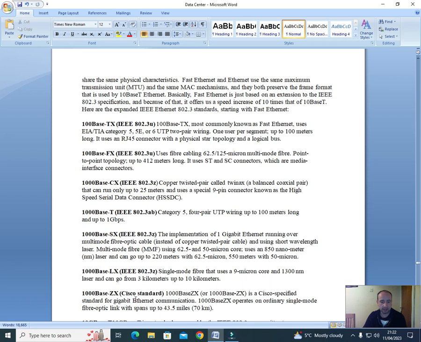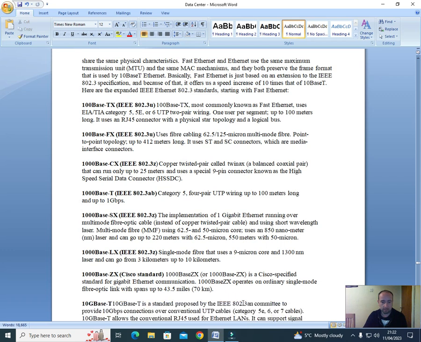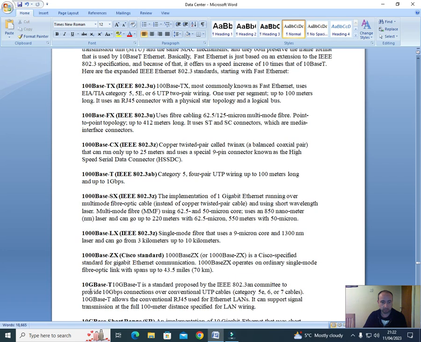1000BASE-ZX, Cisco standard. 1000BASE-ZX is a Cisco specified standard for gigabit Ethernet communication. 1000BASE-ZX operates on ordinary single mode fiber link with spans up to 43.5 miles, 70 km.